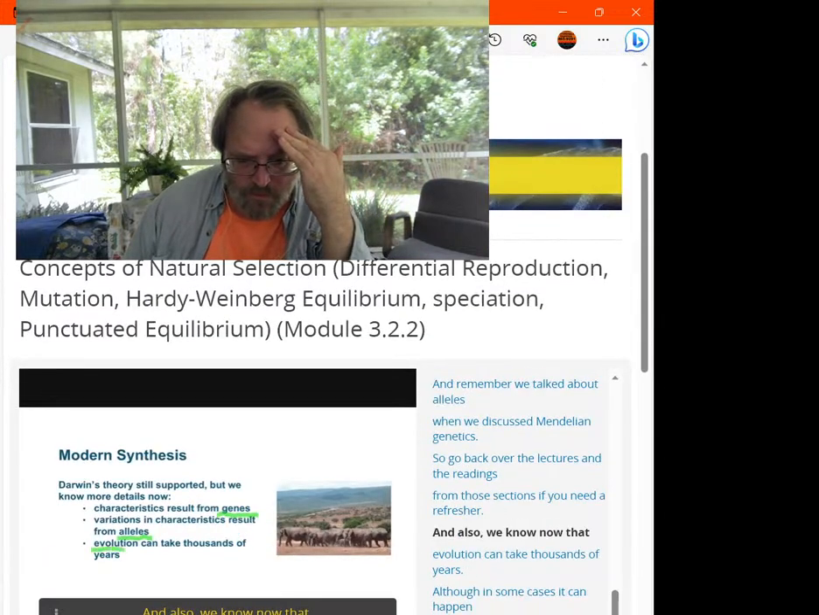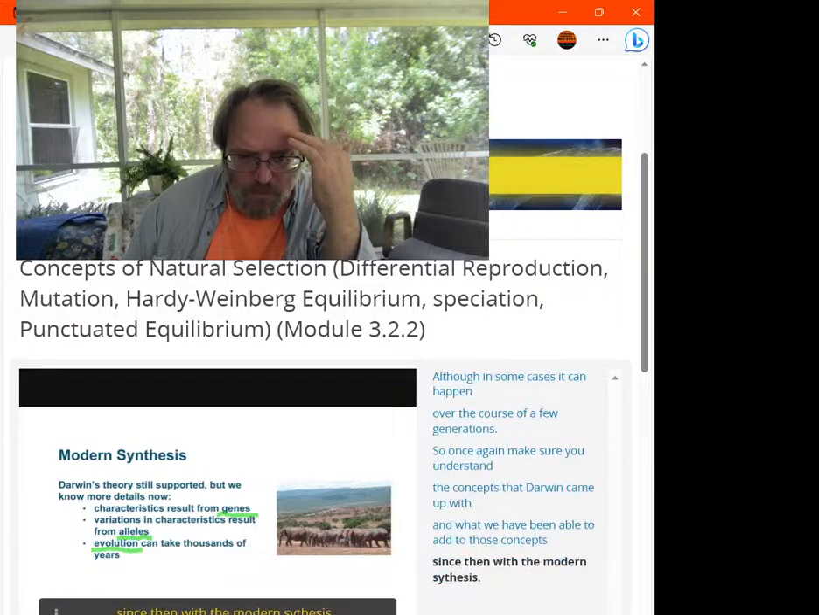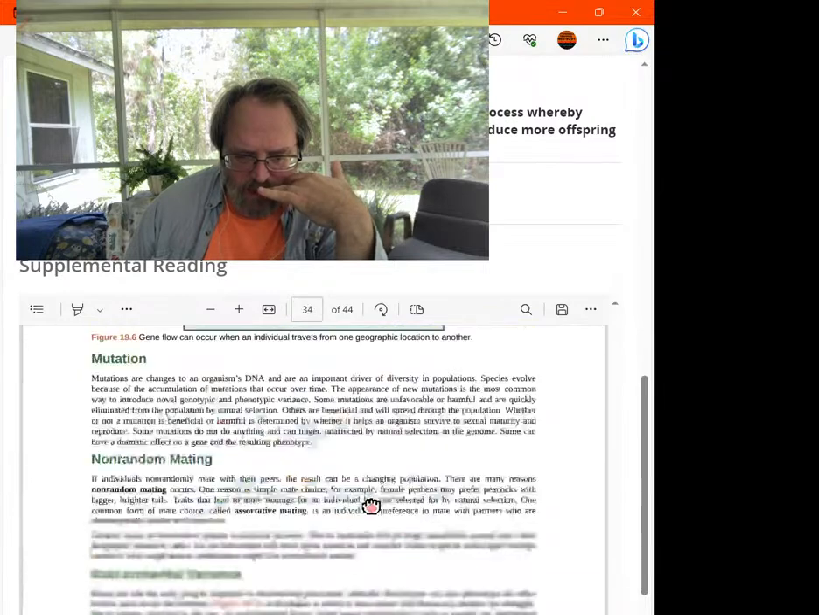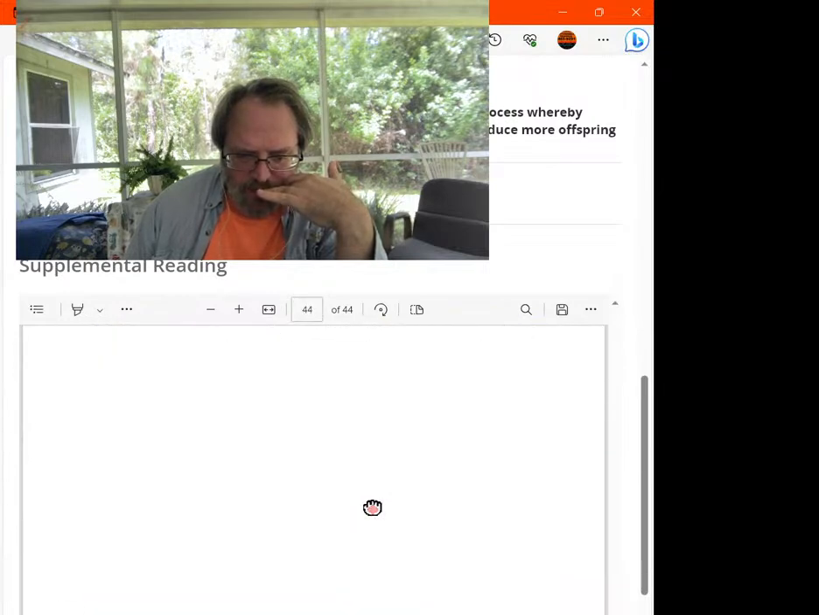And also we know now that scientists have been able to add to those concepts since then with the modern synthesis. Great. Key terms. I'll definitely have to go over the key terms.